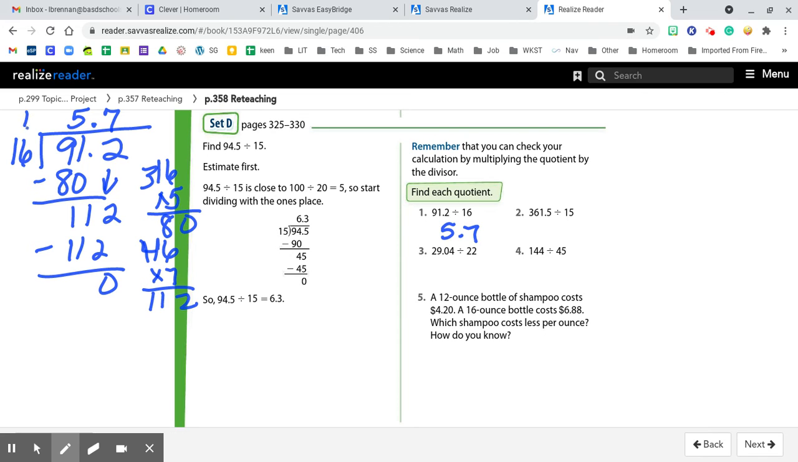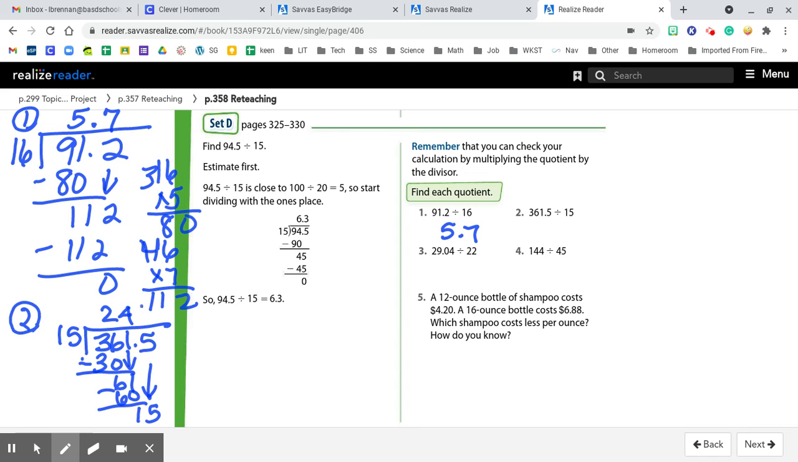That was number 1. Number 2. We have 15 going into 361.5. 15 times 2 is 30. Subtract, compare, bring down. 15 times 4 is 60. Subtract, compare, bring down. 15 goes into 15 one time. And don't forget your decimal. Don't forget to put your decimal in the right place. 24.1. You just bring it right up.